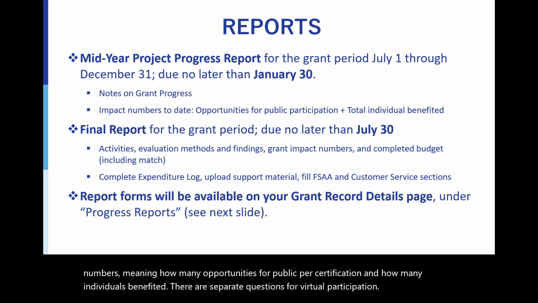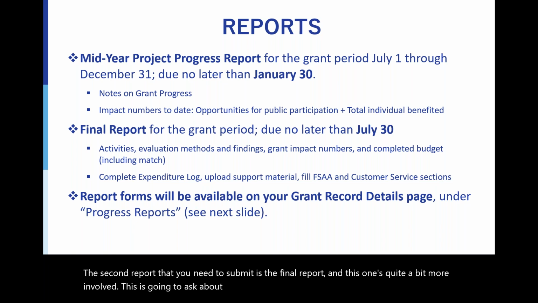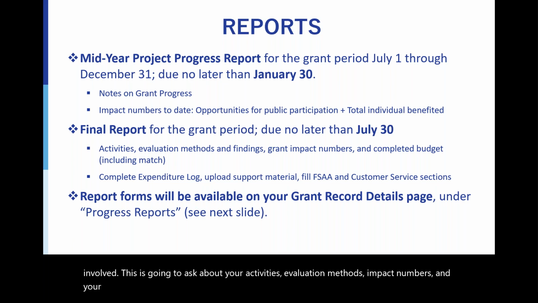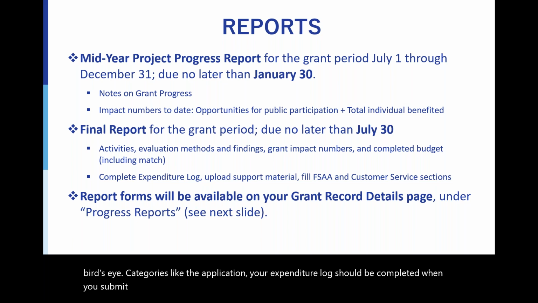The second report that you need to submit is the final report, and this one's quite a bit more involved. This is going to ask about your activities, evaluation methods, impact numbers, and your budgets, including your cash match. The budget in the final report is going to be bird's eye categories like the application. Your expenditure log should be completed when you submit your final report. You will need to provide support materials with sponsorship credit. We'll talk about that in a second.